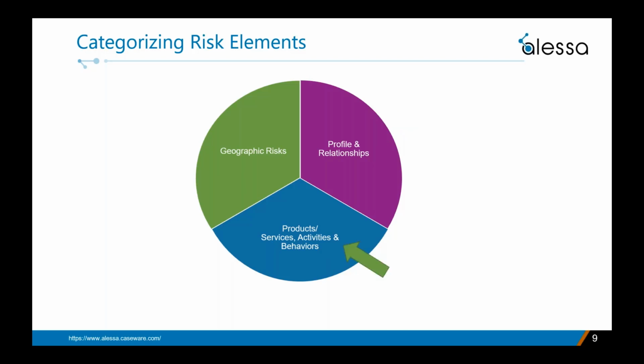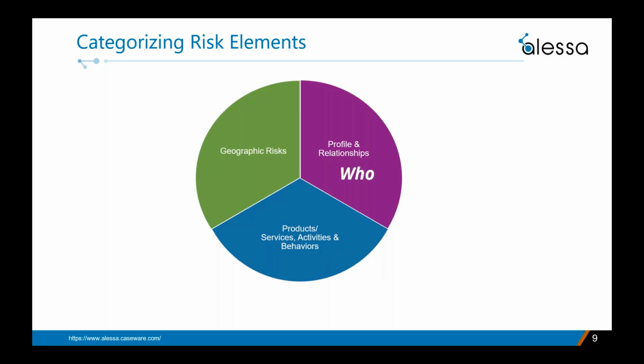The next category is products, services, activities, and behaviors. It includes all the things the customer will do or is doing through your institution. In our next webinar that's coming up on March 24th and 26th, we're going to go much deeper into this risk category. But in essence, it's about how the products and services the customer uses and their transactional activities and behaviors or patterns of behavior can indicate a higher money laundering risk.